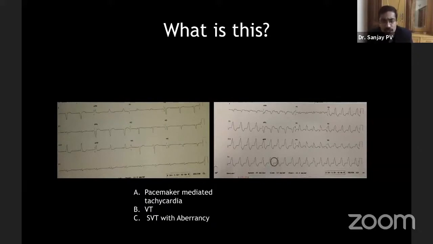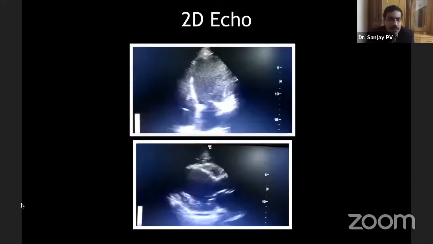In this patient, you can actually see these two waves. These are the AV dissociation. So though the paced ECG and the VT look very similar, this was in fact a VT. And this was his echo.